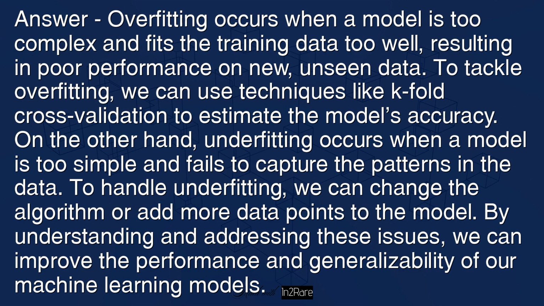Answer: overfitting occurs when a model is too complex and fits the training data too well, resulting in poor performance on new and unseen data. To tackle overfitting, we can use techniques like k-fold cross-validation to estimate the model's accuracy. On the other hand, underfitting occurs when a model is too simple and fails to capture the patterns in the data. To handle underfitting, we can change the algorithm or add more data points to the model. By understanding and addressing these issues, we can improve the performance and generalizability of our machine learning models.